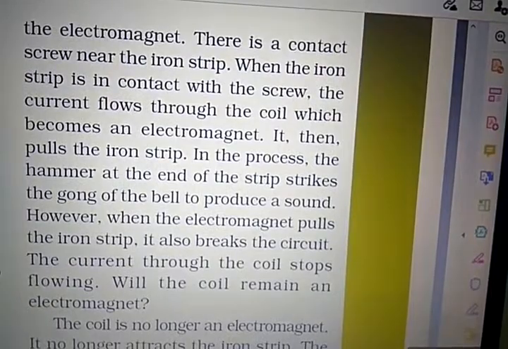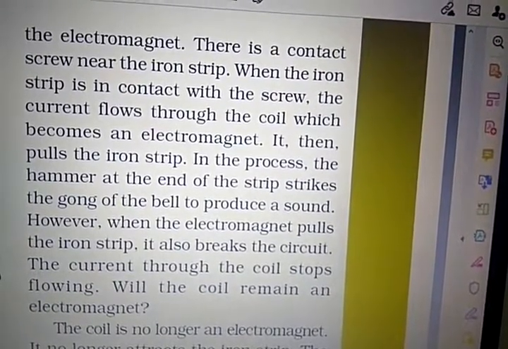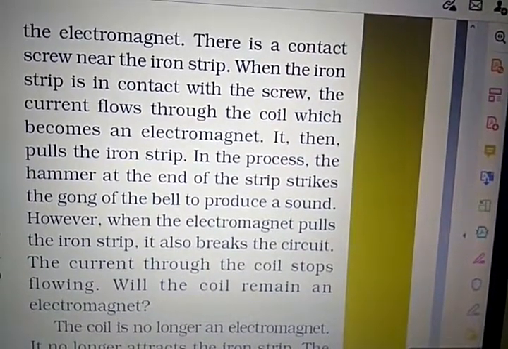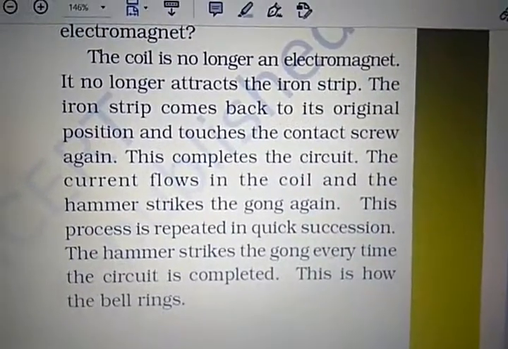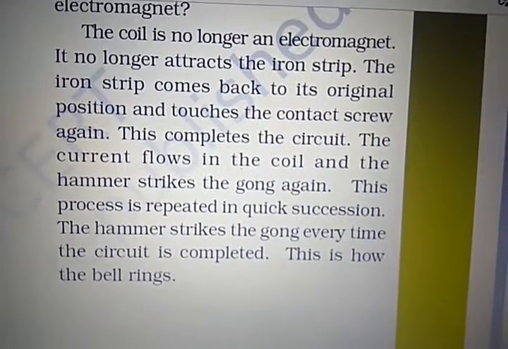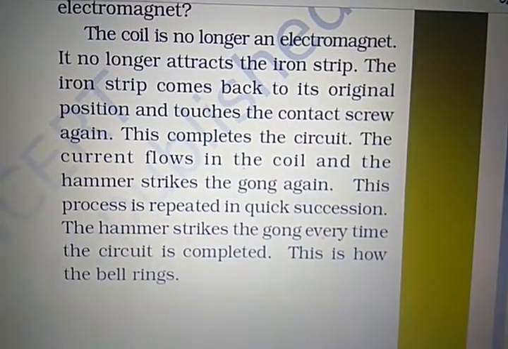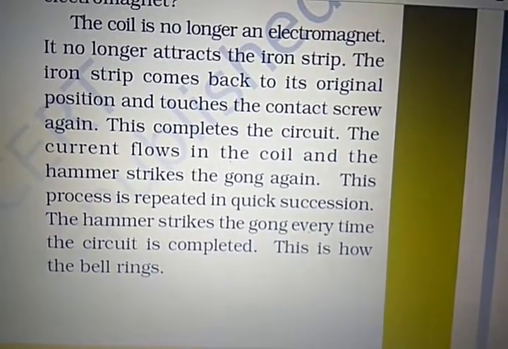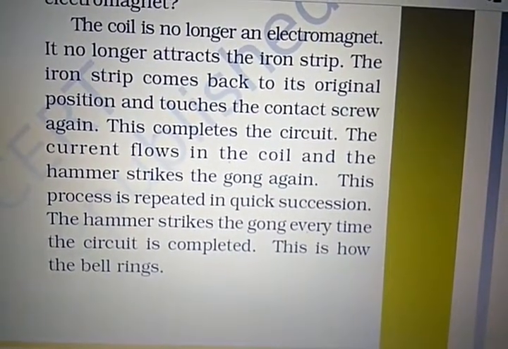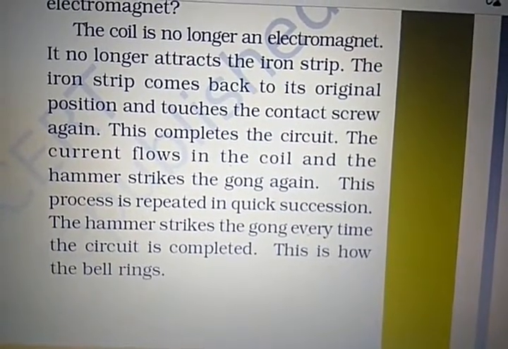So the current through the coil stops flowing. Will the coil remain an electromagnet? The coil is no longer an electromagnet. It no longer attracts the iron strip. The iron strip comes back to its original position and touches the contact screw again. So this completes the circuit.